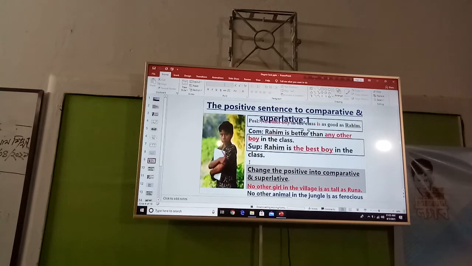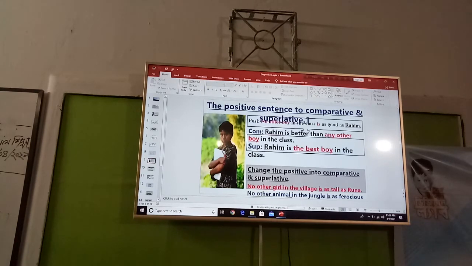number one rule, that means no other boy in the class is as good as Rohim. In comparative form, Rohim is better than any other boy in the class. And in superlative form, Rohim is the best boy in the class. Dear students, if you find no other boy, you have to use than any other. If you find no other student, then you have to use than any other student in comparative form. But remember, in the positive sentence, the last word Rohim would be the subject of the comparative and superlative forms.